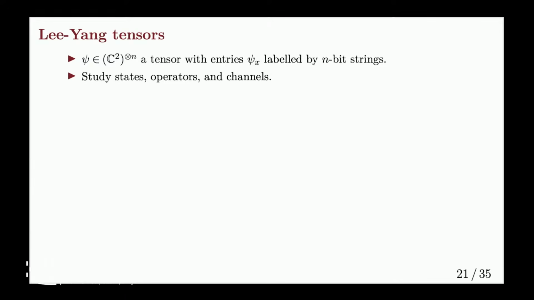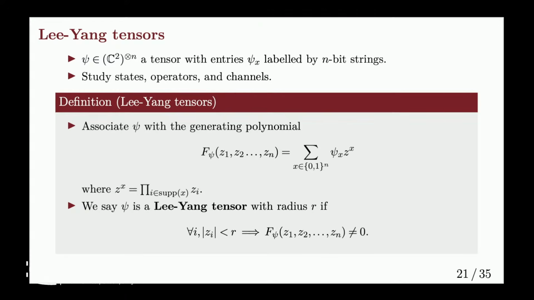The definition of Lee-Yang tensors: they're going to be tensors with entries labeled by bit strings. It's actually somewhat important that they're bit strings. For example, we don't know how to make this method work for qudits. And I'm going to state it in this generality so that we can study states, operators, and channels all at once. So here's the actual definition. You take a complex tensor, and then you look at the generating polynomial, which has coefficients given by the entries of the tensor. And then we call it a Lee-Yang tensor with radius r if whenever all of the variables are in the unit disk, the whole polynomial is non-vanishing.